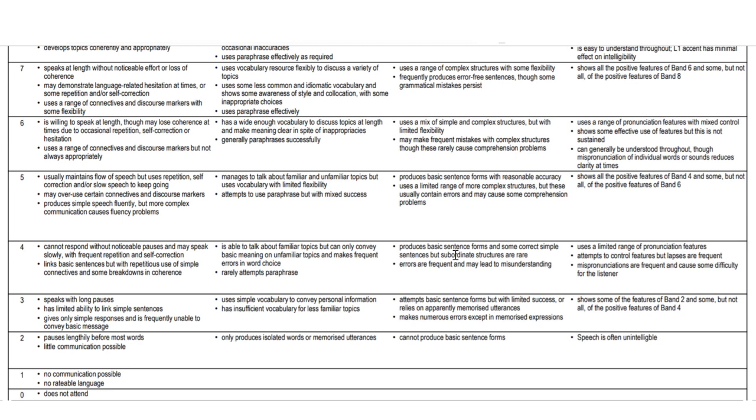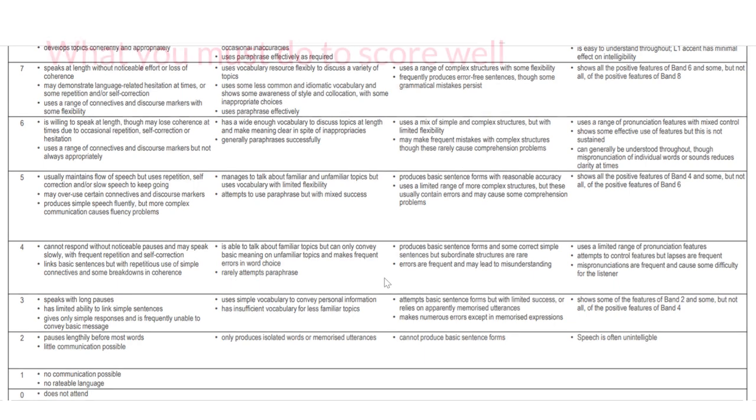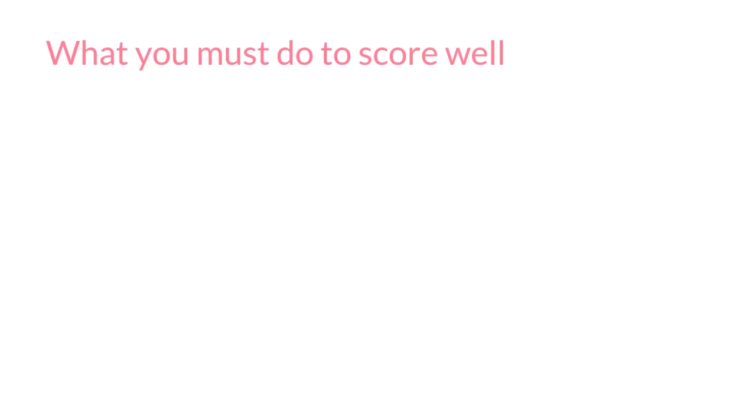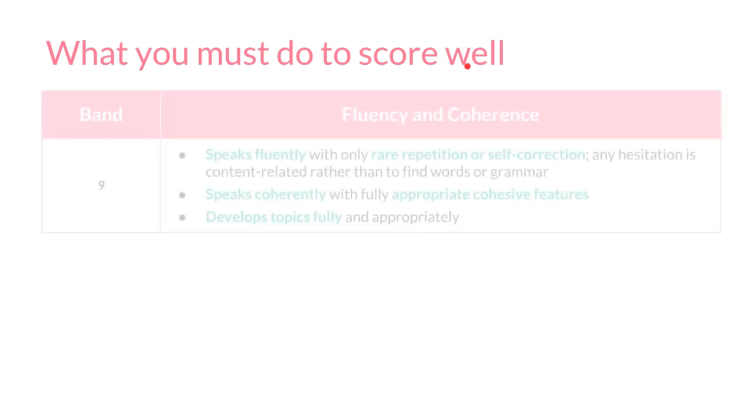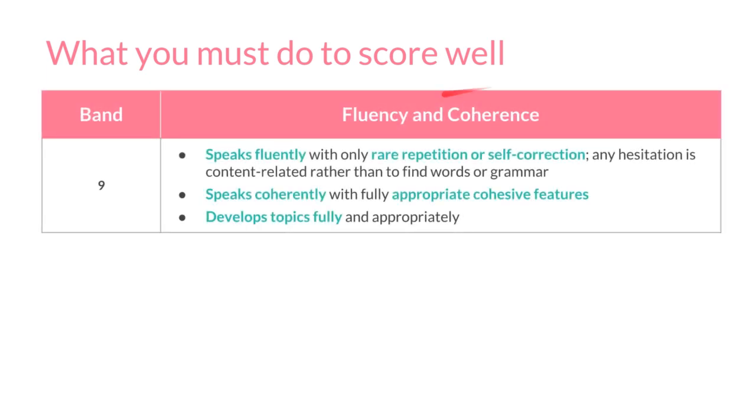Now, I've attached this PDF in this course, so you can read this in your own time. But right now, I've created an abbreviated version of these band descriptors. So now let's go over them really quickly. So what must you do to score well? Right now, we're focusing on fluency and coherence. If you want to get a band 9, these are the things that you need to be doing. I've highlighted the most important parts here in the green color.